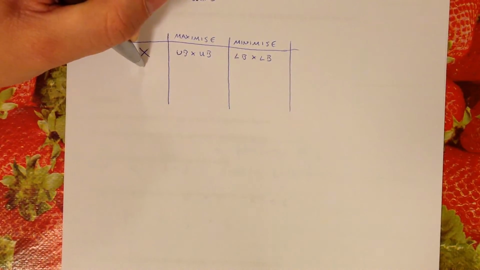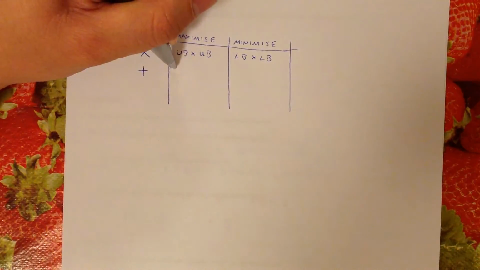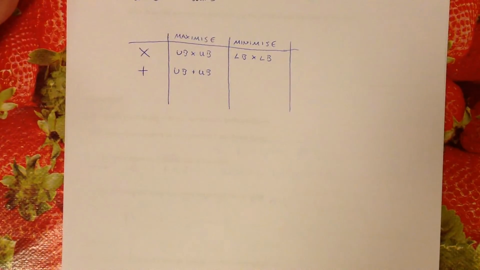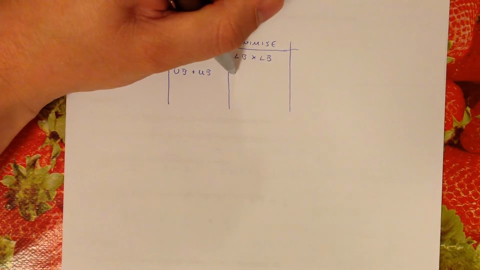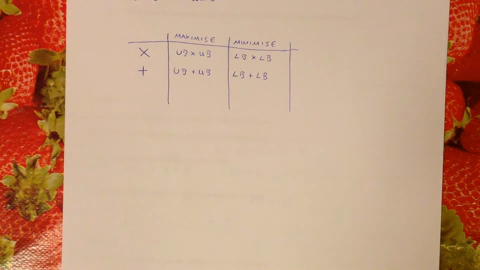Now, if I was adding, again, let's have a think about how we'd maximize the value. How could you add two numbers together and get the biggest outcome possible? Well, again, logically, that would be by adding the two biggest numbers available. So I would do upper bound plus upper bound. And if I wanted to minimize my answer, I would add together the two lowest numbers possible. So those two are quite straightforward: if you're maximizing a value when multiplying or adding, use the upper bounds.